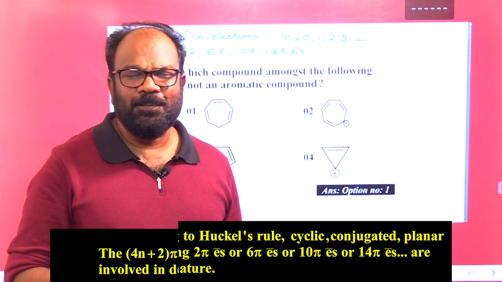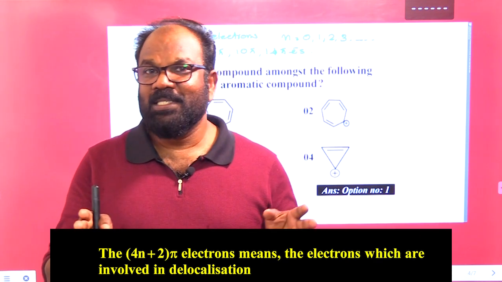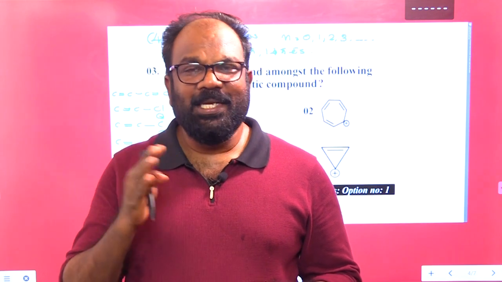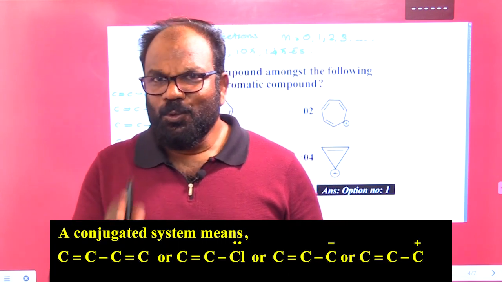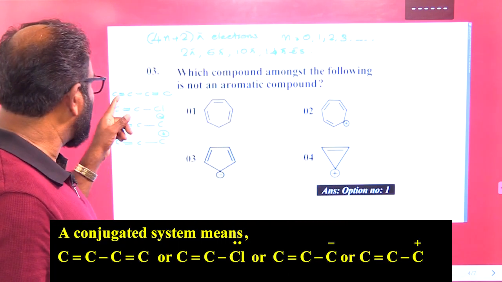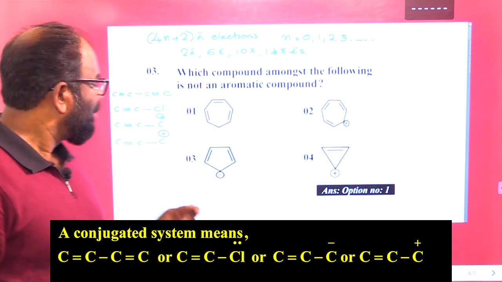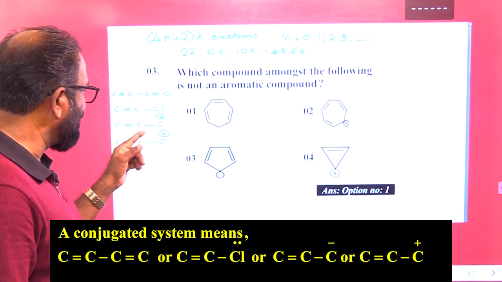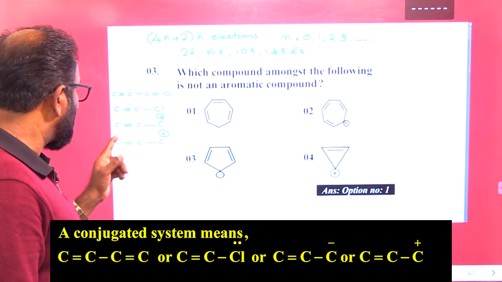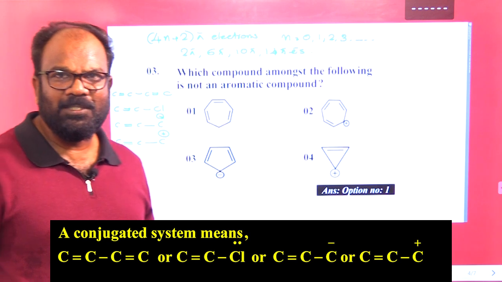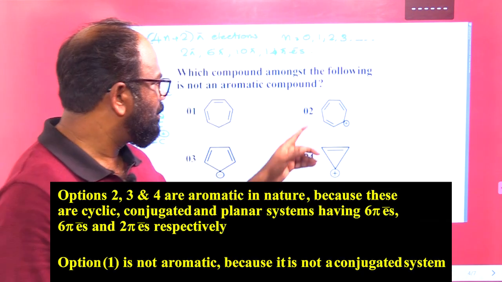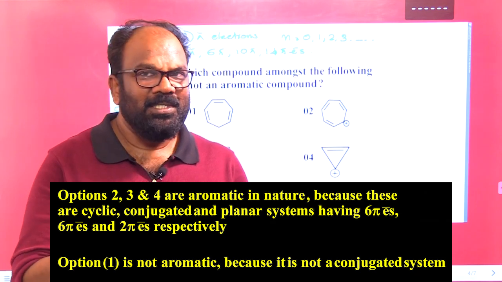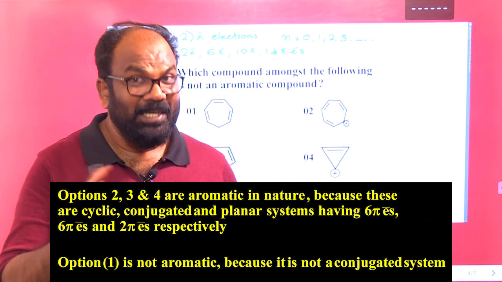are aromatic in nature. This 4n plus 2 pi electrons means the electrons which are involved in delocalization. Then what is meant by a conjugate system? Structurally, a conjugate system means alternate double, single, double bonds, or double, single and lone pair, or alternate double, single and a negative charge, or alternate double, single and a positive charge. Here among the given options, option number 2, option number 3 and option number 4 are aromatic in nature because these are cyclic, conjugated and planar systems.